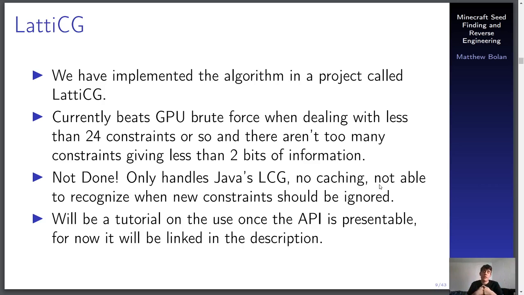There are often cases where you want to solve maybe hundreds of thousands of similar problems at once. For that, you would really love to cache a lot of important information, and we currently don't have support for that. We're also not able to recognize when the user has given us constraints that will only make the algorithm less efficient. We've not implemented that yet, but I will be uploading a tutorial once the API is more presentable.